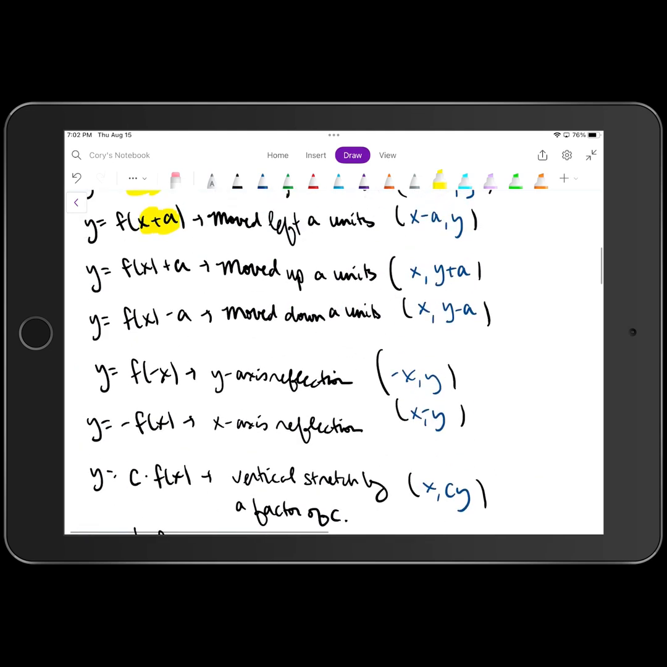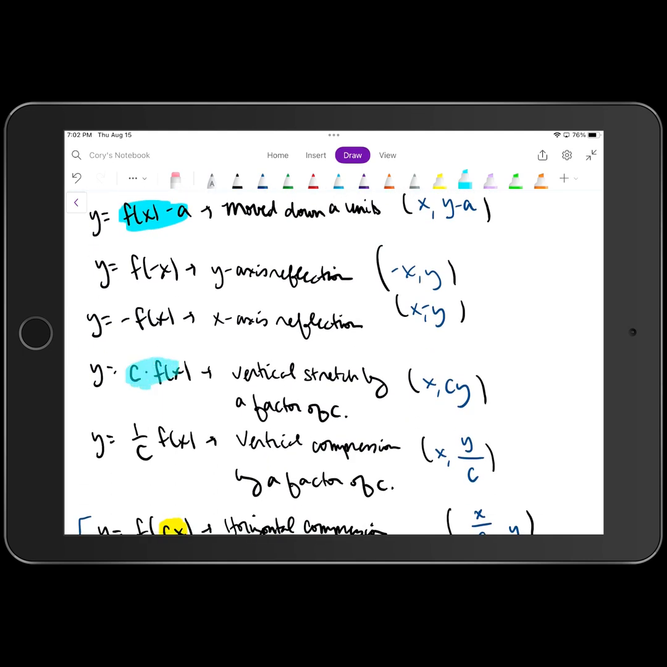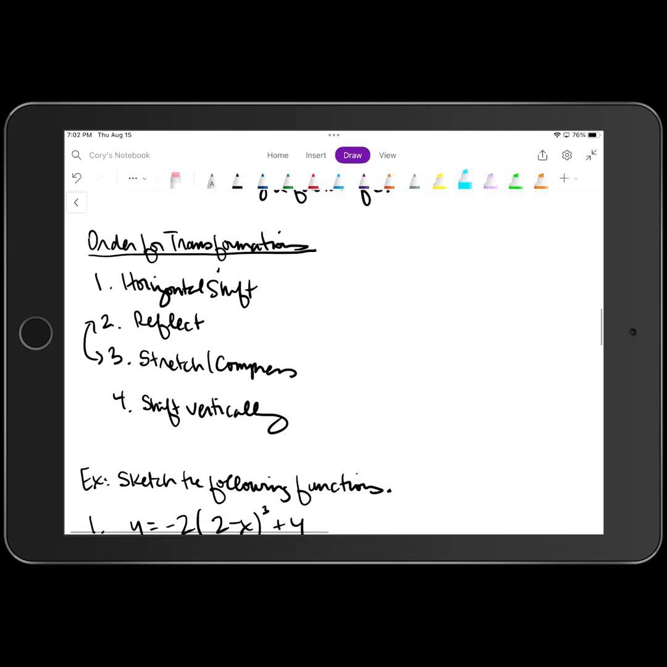Okay, what you do outside of the function, the graph behaves the way you would anticipate. So for this one, if we take f of x plus a, you would expect that graph to get shifted up a units, which it in fact does. F of x minus a, you would expect that to get shifted down a units, which it does. C times f of x, you would expect that graph to get vertically stretched by a factor of c, which it does. 1 over c times f of x, you would expect that to get vertically compressed by a factor of c, which it does. Okay, so again, operations inside of the function behave the opposite of what you would expect. Operations outside of the function behave how you would expect them to.